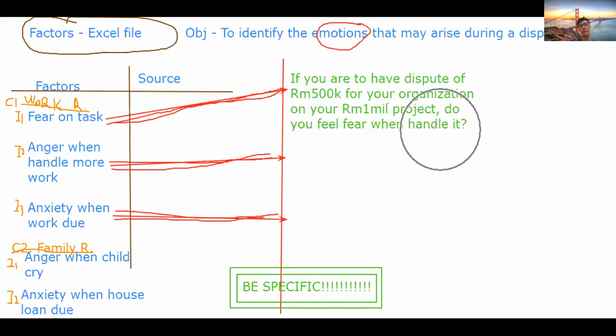How many percent? Guys, I want you to participate. If you don't participate, we cannot proceed. Okay, 50%, correct? 50%. So why did I set a 50% dispute? Okay, why did I set 50%?